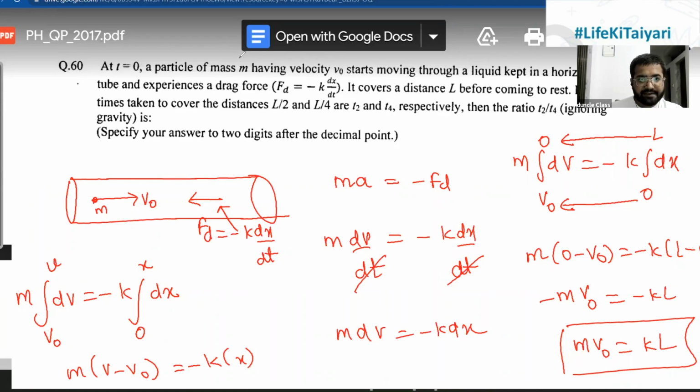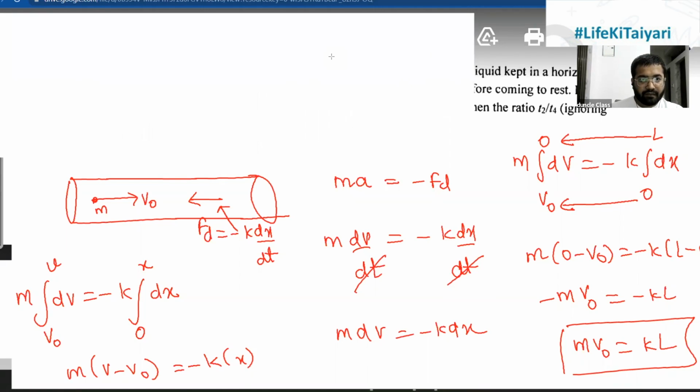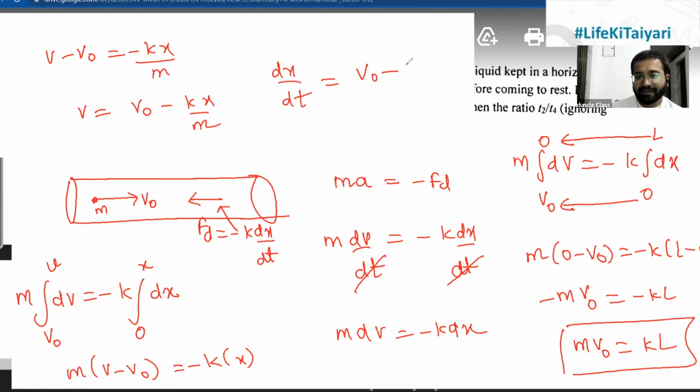Let me erase this. You can throw m on that side. So v minus v naught is minus kx upon m. So v is v naught minus kx upon m. And now you can find the x and t relationship. Because velocity will be dx by dt, which is v naught minus kx upon m. Now all we have to do is integrate.